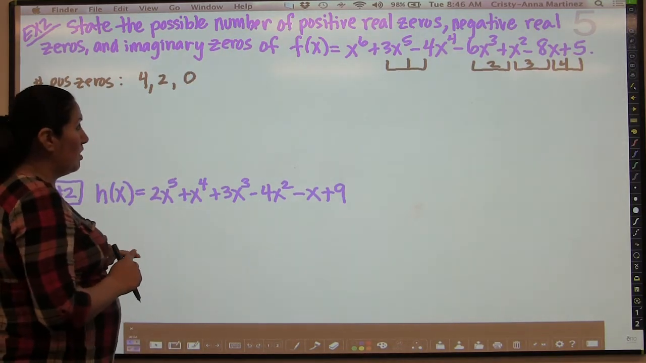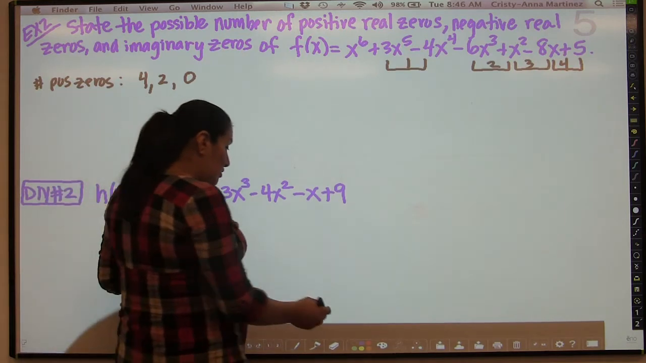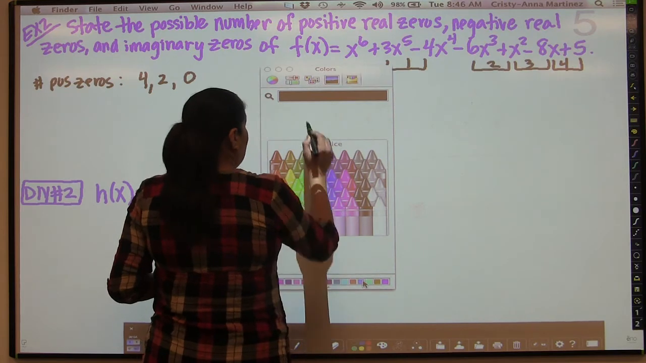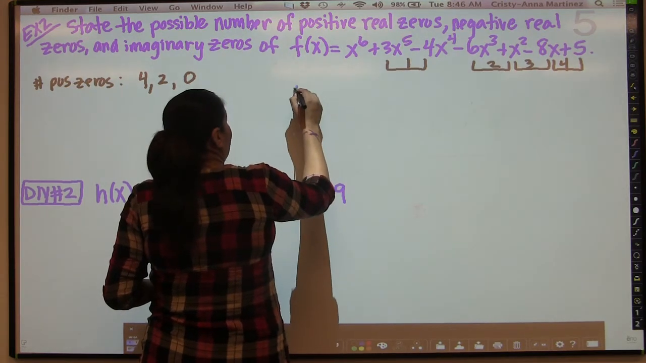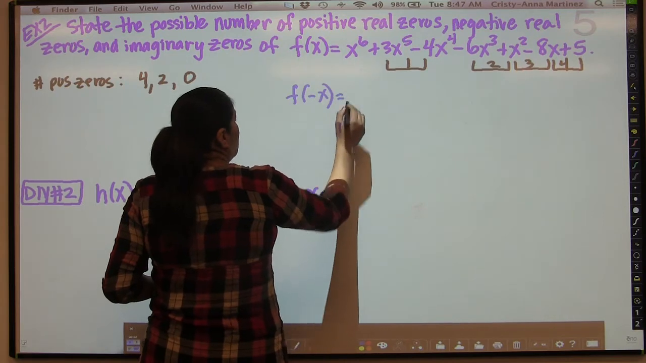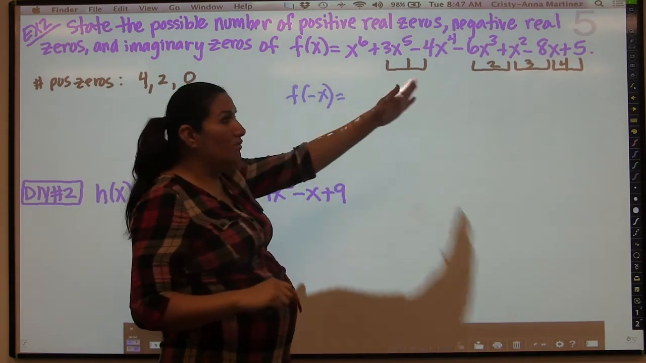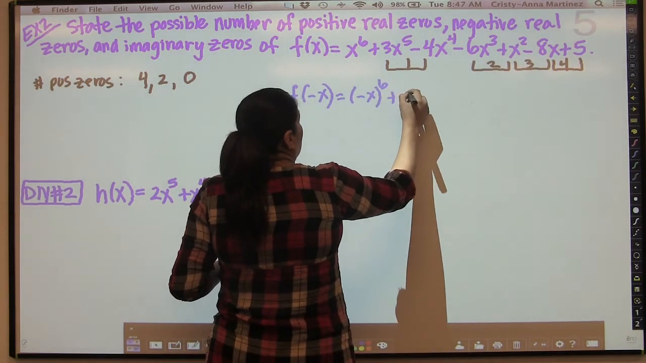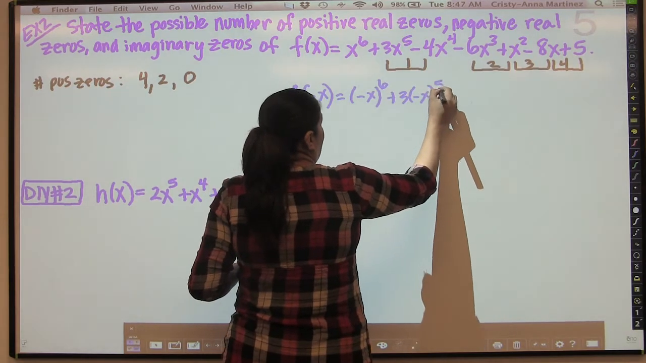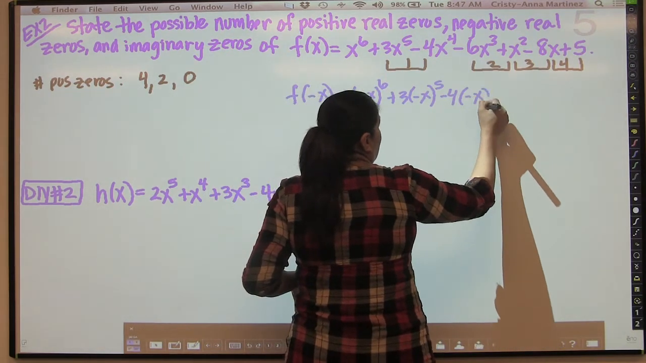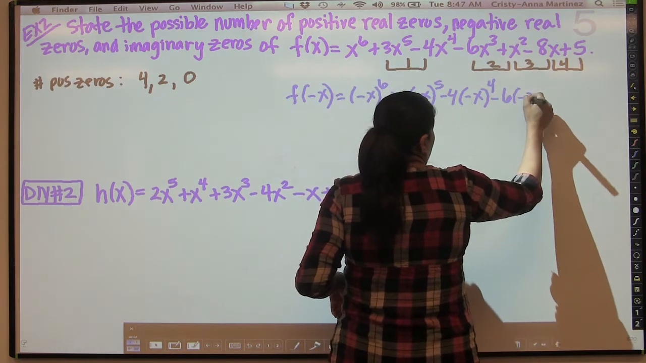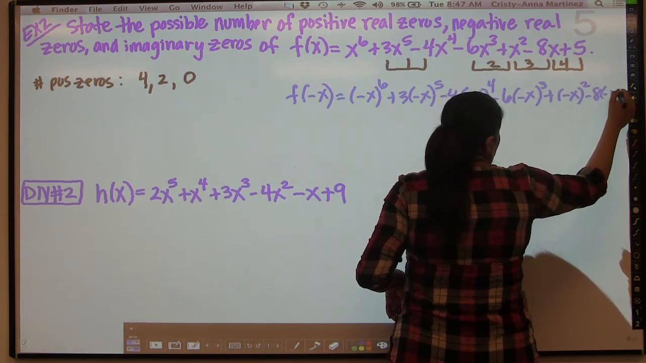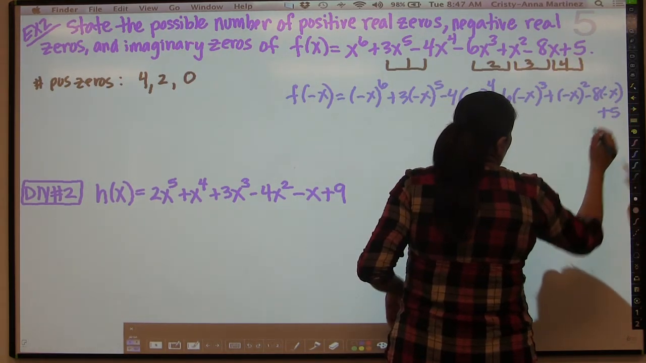So now, that's the first part for positive real zeros. Now for negative real zeros, we have to do a little bit of work for that little guy. We have to find f of negative x, which means we have to plug negative x into all of those x's. Okay, so we're going to go negative x to the 6th power plus 3 times negative x to the 5th power minus 4 times negative x to the 4th power minus 6 times negative x cubed plus negative x squared minus 8 times negative x, and lastly plus 5, running out of space there.